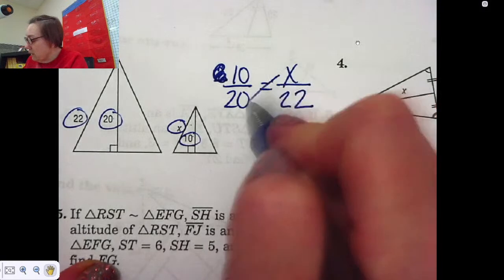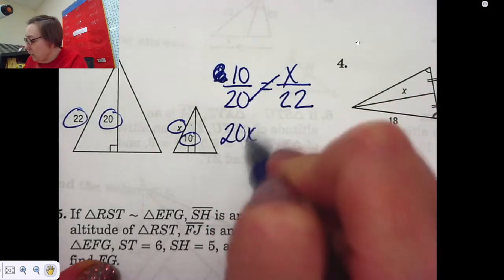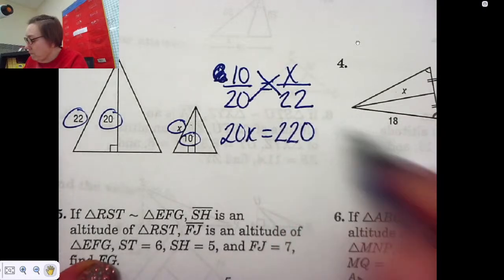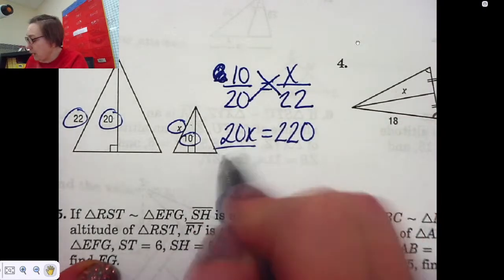So we would do 20 times x is 20x. 10 times 22 is 220. Divide by 20.